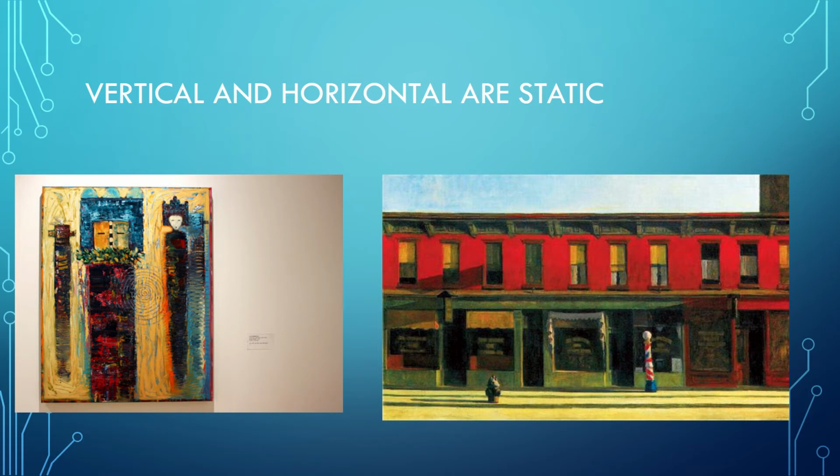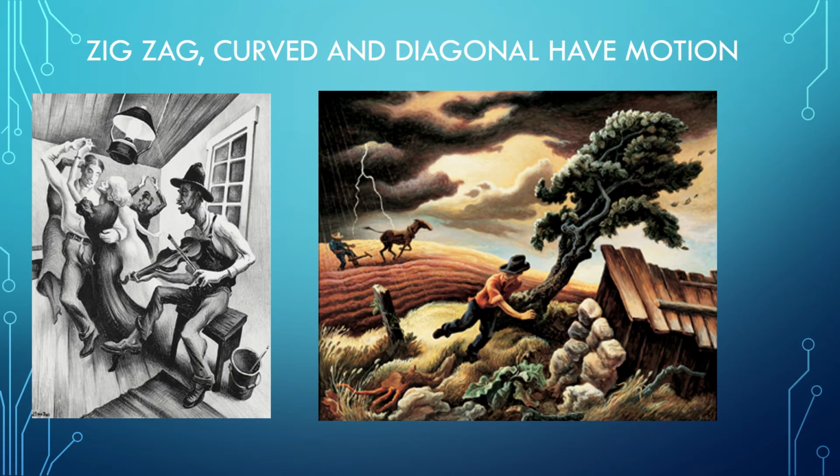Like I said, the zigzag, curve, and diagonal lines imply motion. As you can see in these works of art, the use of diagonal lines implies that there's movement in the background. Notice the tree in the back at an angle, like it's about to tip over. The gentleman running away from the field, the horse's legs. On the left hand side, you can see the room at an odd angle. This implies movement, especially with the characters dancing right there.